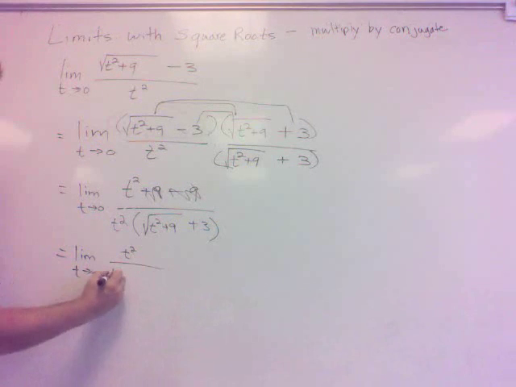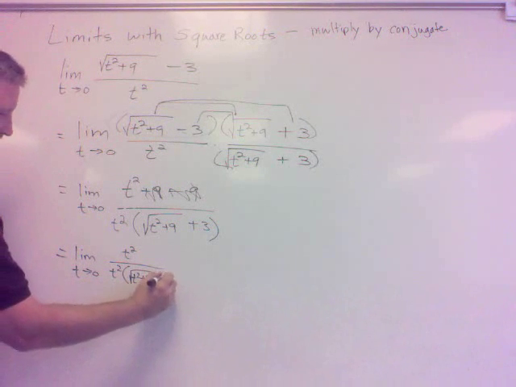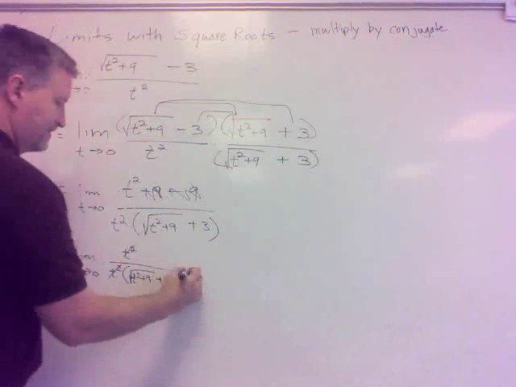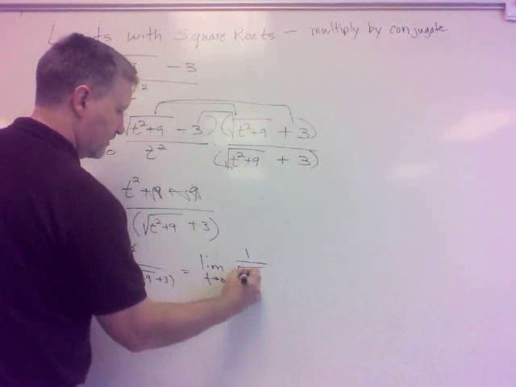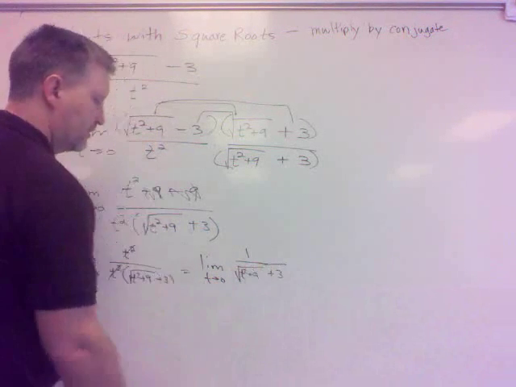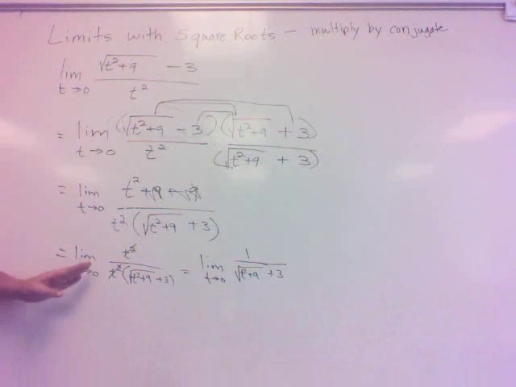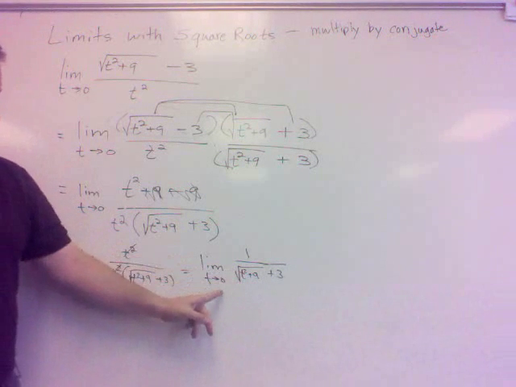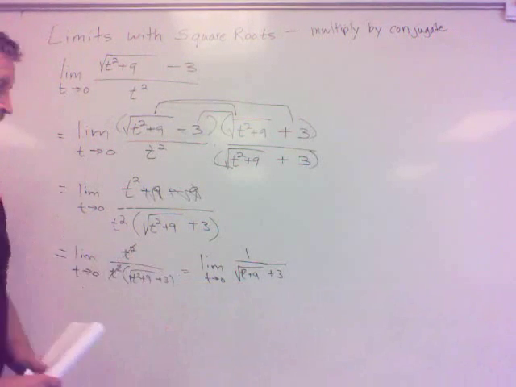Hey, that's nice, because what happens then with that t squared? It cancels nicely with that t squared on the bottom. And that leaves me just the limit, t approaches 0, of 1 over the square root of t squared plus 9 plus 3. So notice my problem has gone away. The problem was when I plugged in 0, I got 0 on the bottom. I don't have that anymore, do I? Now if I substitute t as 0, I don't have 0 in the denominator, do I? So I can substitute.